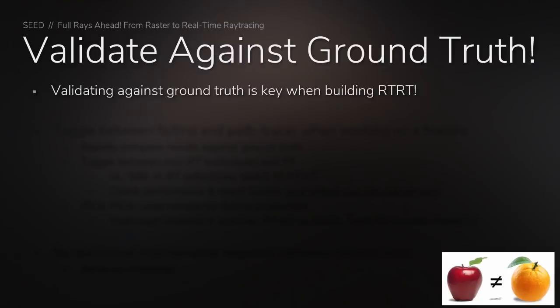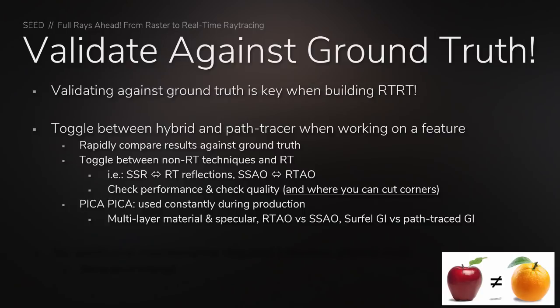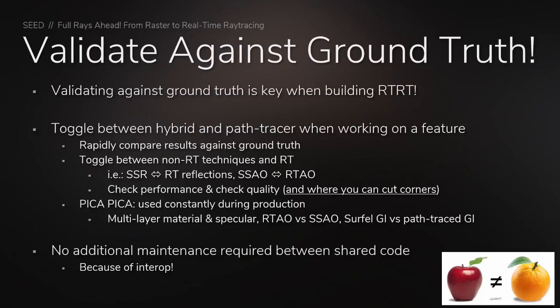In the case of reflections or any other technique that you want to implement with hybrid rendering, it's also key to compare against ground truth. It's fine to cut corners, but at some point you still need to validate that what you're doing is right. Internally, we've built a path tracer that acts as our ground truth, and this is in engine. So we can toggle it whenever we're working on a feature, and we actually use this constantly when working on Pika Pika. Because of interop, there's minimal to almost no maintenance required, because it's the same shader code that's shared, like all those shader functions I was talking about. Having a ground truth comparison tool in your engine shouldn't add too much work.